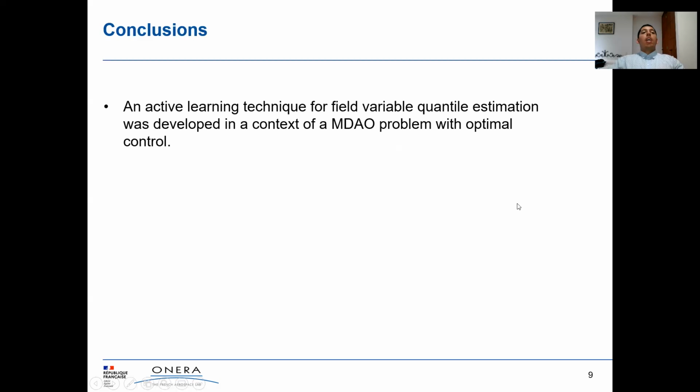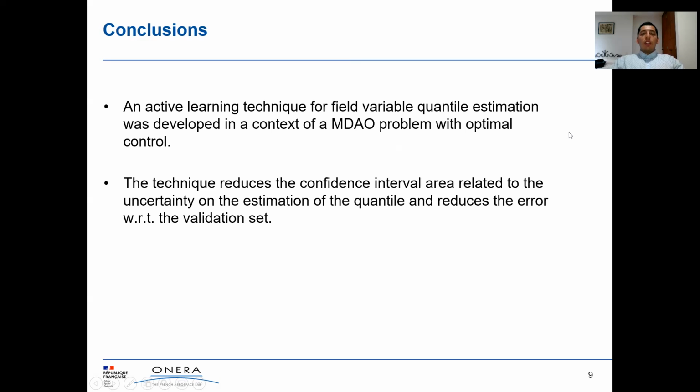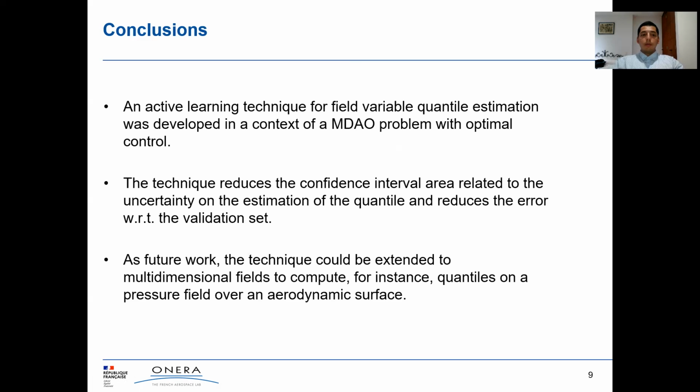So in conclusion, an active learning technique for field variable quantile estimation was developed in the context of a multidisciplinary design analysis and optimization problem with optimal control. The technique reduces the confidence interval area related to the uncertainty on the estimation of the quantile, and also reduces the error with respect to the validation set. As future work, the technique could be extended to multidimensional fields to compute, for instance, quantiles on a pressure field over an aerodynamic surface.